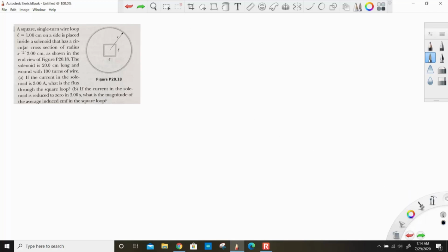Let's start with part A, okay? This says the square loop inside has a certain length. It's a square centimeter here. And we got a circular cross section of 3 centimeters, right? Now, that 3 centimeters here is actually not going to matter. It doesn't play into our equations anywhere, as we will find out.